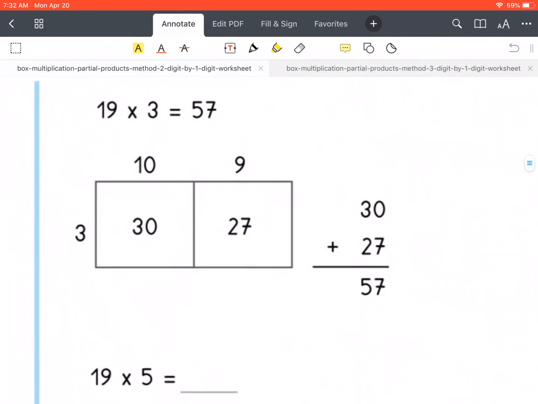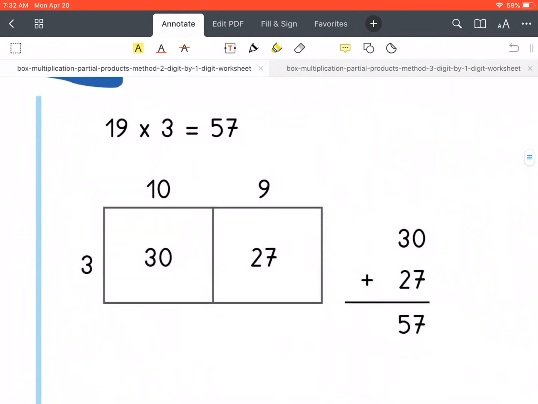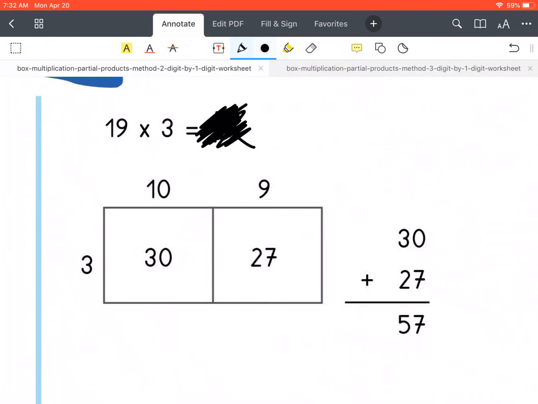So if we notice here, let's just look at this problem. This is the top of page 9. We have 19 times 3. Now the answer is already given, but let's pretend like that's not there right now. Okay, so in order to figure out what 19 times 3 is using the box method, you have to take 19 and split it up into the values of each digit. So the value of this 1 is a 10, and the value of this 9 is 9.